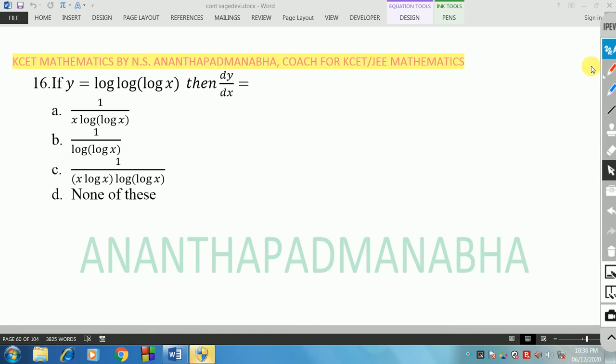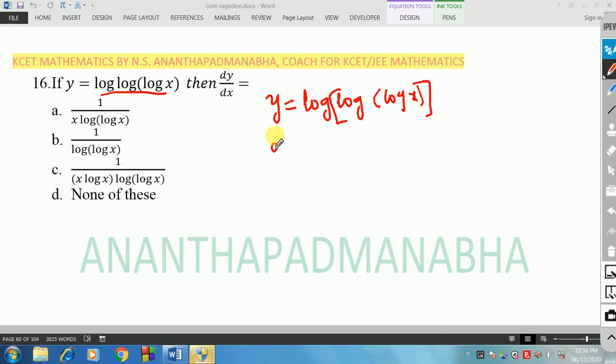It's given y is equal to log of log x, then we have to find dy by dx. So as usual we have four options. Let us consider y is equal to log of log x. So we can write bracket here. Log something is 1 by something, we have to apply the chain rule here.